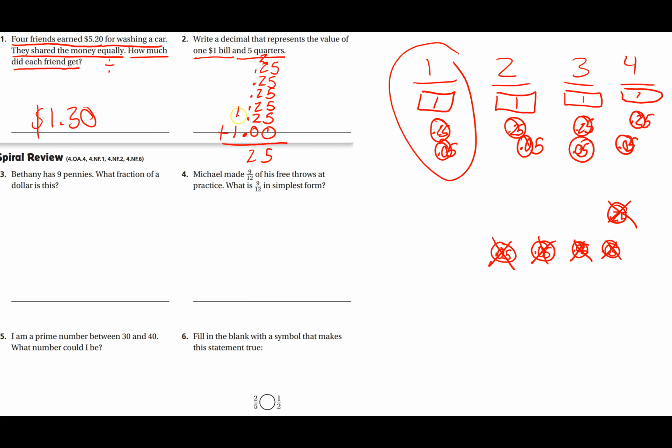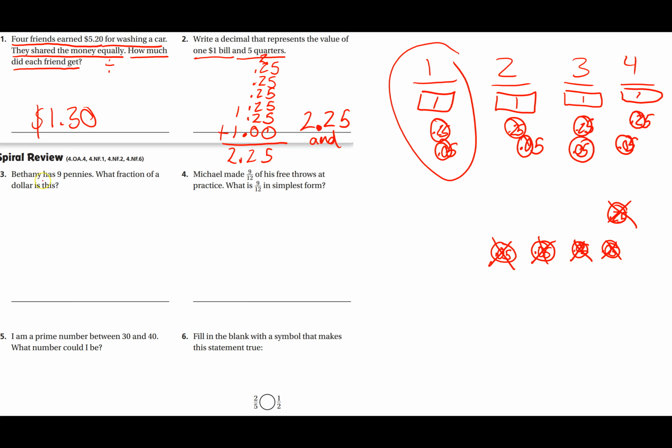Carrying my 1. 1 plus 1 is 2. My decimal goes straight down. Line those decimals right up. So the decimal would be 2.25, or we would say that as 2 and 25 hundredths. Wherever you see the decimal, you can say that word and. 2 and 25 hundredths. All right, moving on.